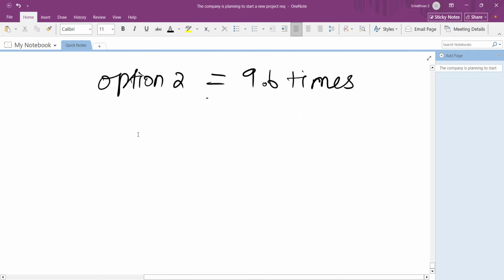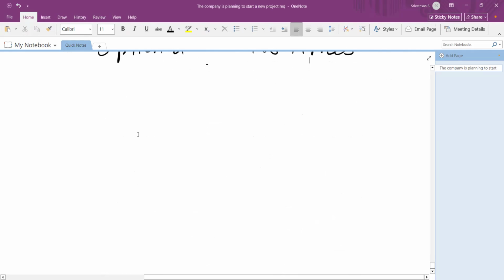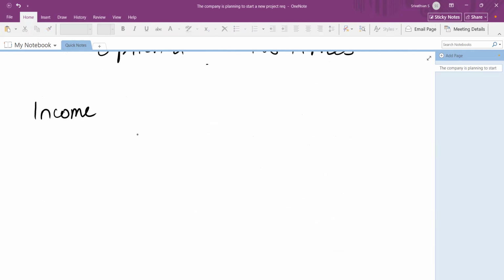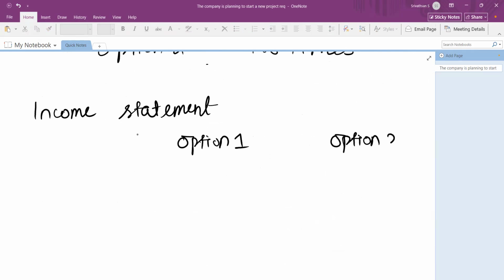So now we are done with the working notes. So let's start with the income statement. Income statement starting from EBIT. So we have to prepare the income statement under both the options, option 1 and option 2.